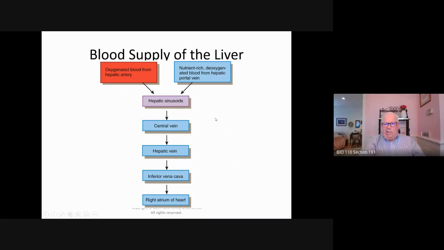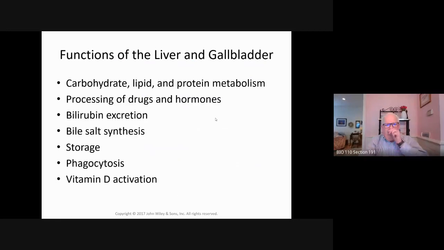I'm not going to ask you to memorize the blood supply of the liver. That's not important. But the functions are very important. The liver is involved in carbohydrate, lipid, and protein metabolism. The liver processes all the drugs that you take into it: alcohol, aspirin. It also produces hormones.